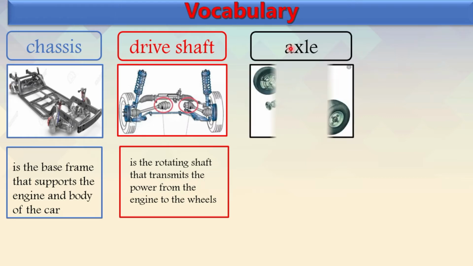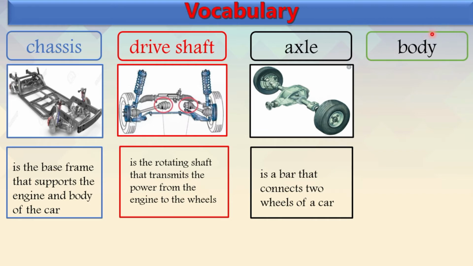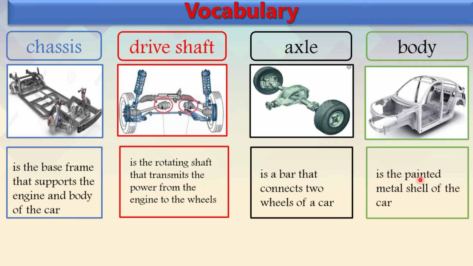Axle. This is the axle. An axle is a bar that connects 2 wheels of a car. And we have the body. This should be easy. This is the body of a car. It is the painted metal shell of the car.